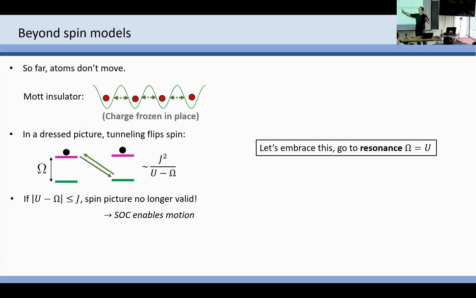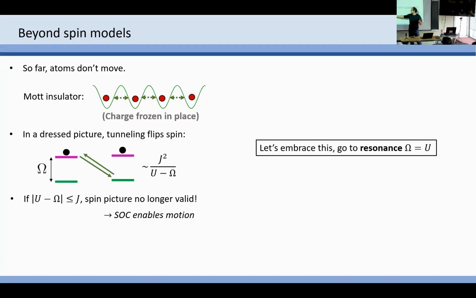But recall that in our dressed state picture, if I'm really driving the system with a laser, tunneling is as though it flips its spin. A particle pops over, flips its spin, has to stay, and then comes back. And the matrix element is J squared over U minus omega, because I flip from positive to negative omega. As you can imagine, if U is almost equal to omega, that picture is no longer valid. I no longer stay the night, I hop and I can stay forever.